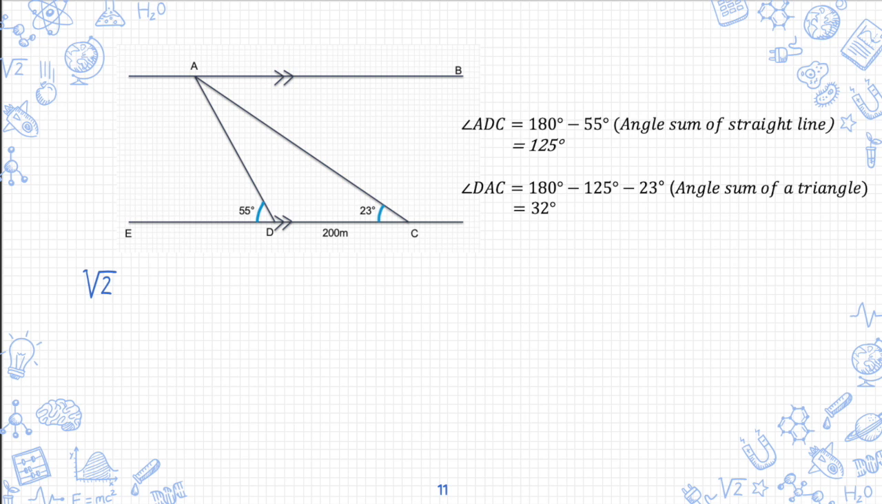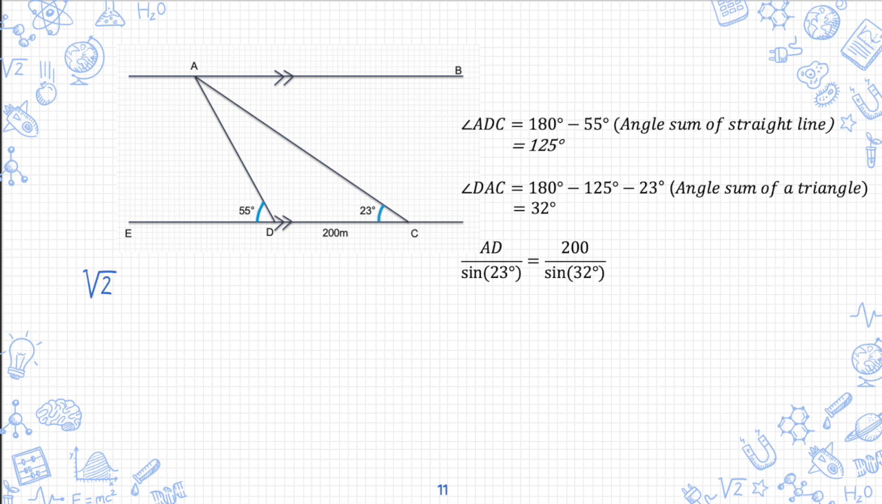To do this, we can start off by finding the angle of ADC. We do this by doing 180 minus 55, as this is the angle sum of a straight line. That results in 125. Now that we have angle ADC, we can use that to find the angle of DAC. We do this by doing 180 minus 125 minus 23, as this is the angle sum of a triangle. This equals 32 degrees.